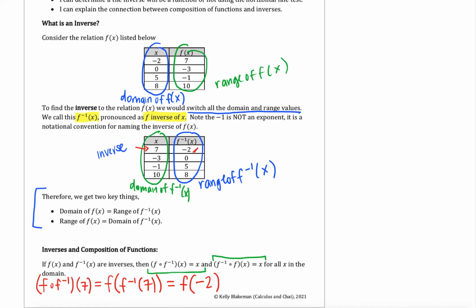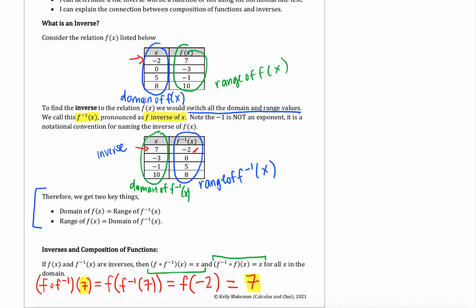Then from here, to find f of -2, we can use our original function f of x listed above, and we can see that -2 is getting sent back to 7, so f of -2 will give us back 7. What this is showing us is that our original input of 7 is what we got back out after we composed a function and its inverse together.